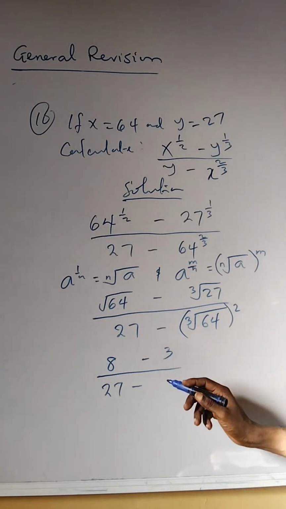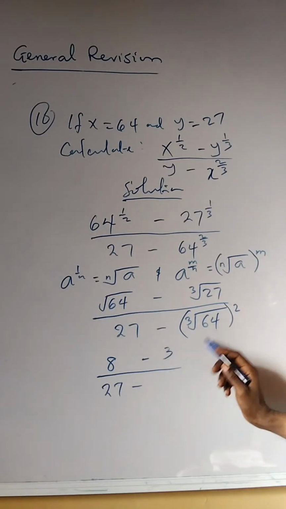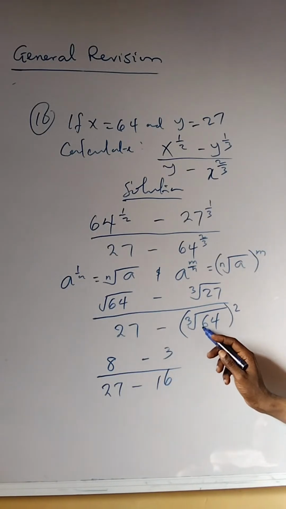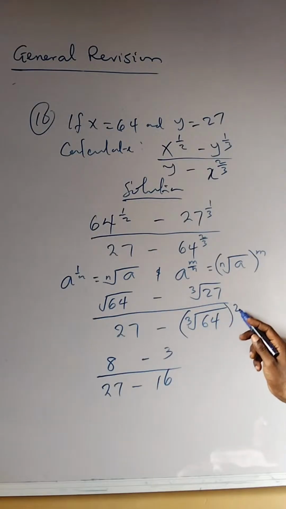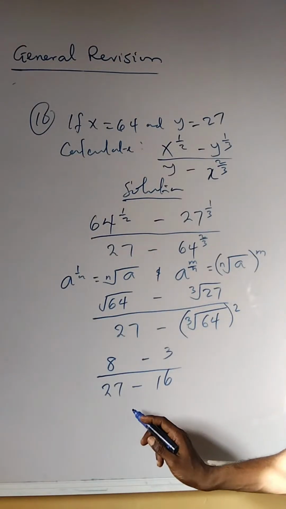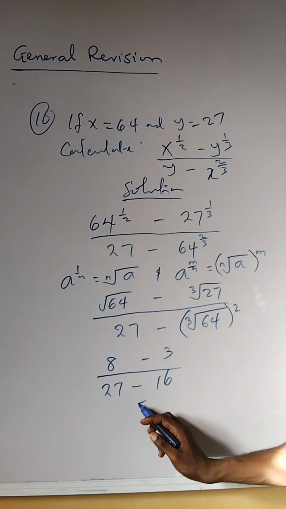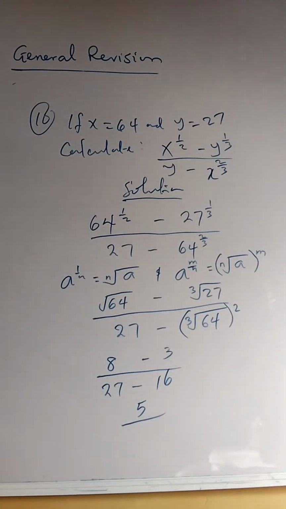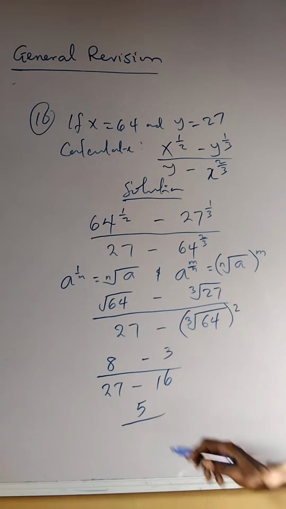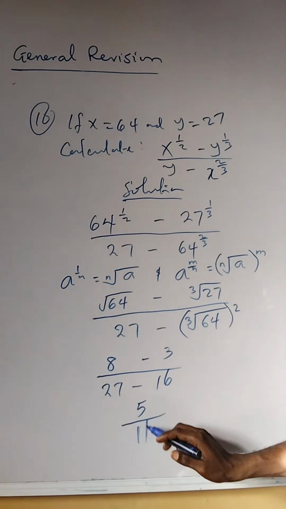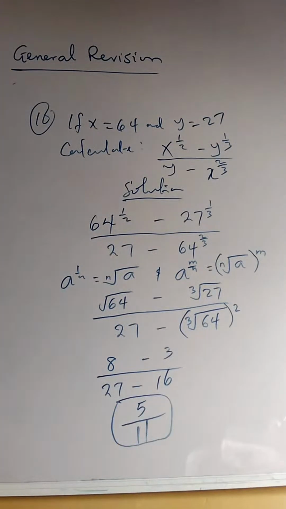4 multiplied 3 times gives us 64. So 4 squared, that's 16, because here we have the cube root of 64, 4, then squared. 8 minus 3 is 5, then over 27 minus 16, which is 11. So that gives us 11. So simply, we have this as 5 over 11.